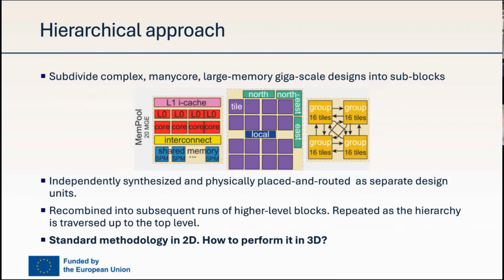If we want to implement this system in 2D, probably we will subdivide it in small blocks, and we will independently synthesize and perform the physical implementation of the different subblocks in a hierarchical way. Once we have implemented, for example, the tile, we will integrate the tile into the group, and finally we will integrate the group into the final system. We just traverse the hierarchy from the bottom to the top. This methodology is perfectly well established in 2D. However, when we want to implement such a complex system in 3D, we will find dramatic difficulties.